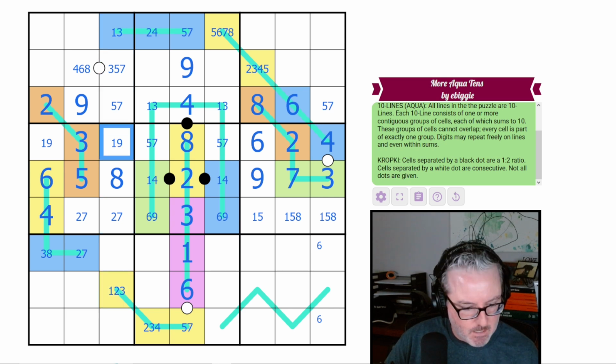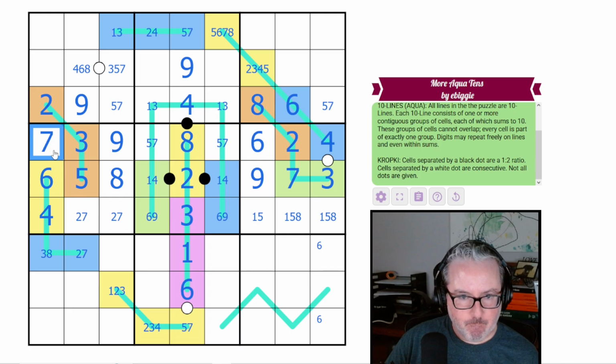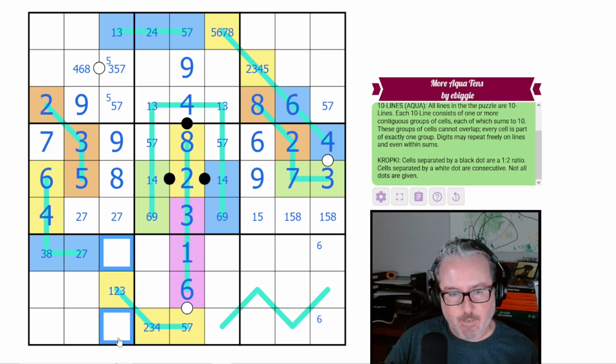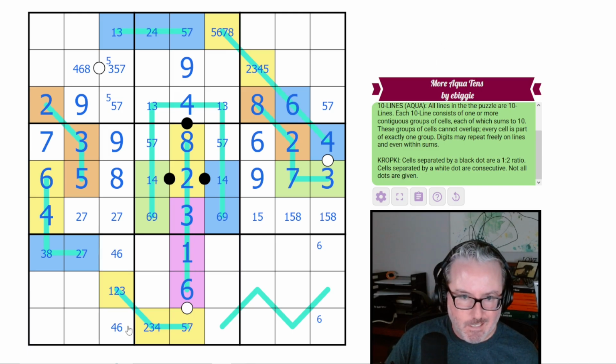This is a 9 and a 1. One of these two is a 5 because of that. What are these two digits actually? Because we have 1, 2, 3, 5, 7, 8, and 9 as givens. These are a 4, 6 pair. I was hoping that would get us something down here.